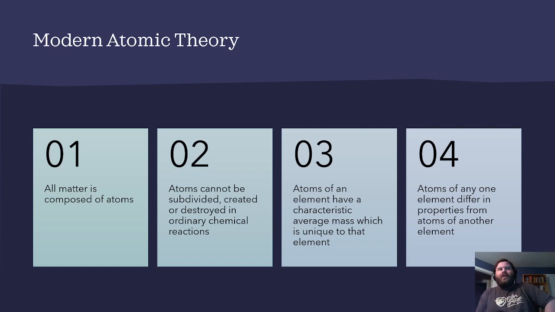Number three, atoms of an element have a characteristic average mass, which is unique to that element. I wouldn't worry too much about this, but elements have a specific atomic mass, which we will get to. And number four, crucial: atoms of any one element differ in properties from atoms of another element. If I were to look at an atom of sulfur, or whatever element you pick, I should be able to distinguish it, by its number of protons and other things, from an atom of chlorine or hydrogen or boron. You cannot have two atoms that look the same but are different elements.